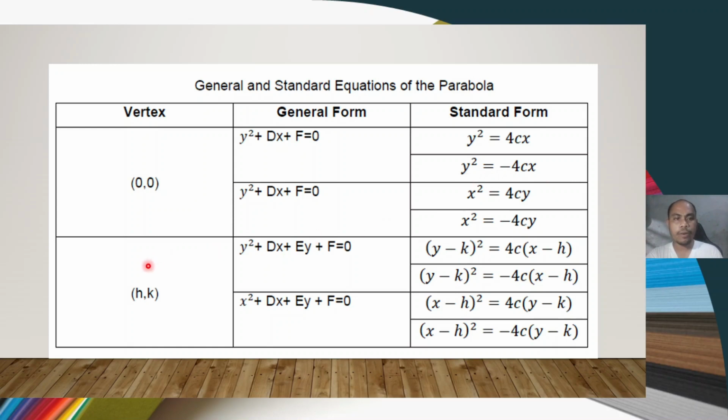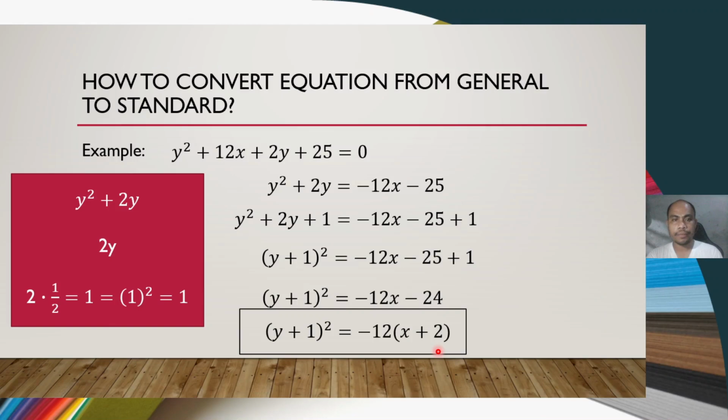How about if the vertex of our parabola moves? We name that one h, k, and this will be the general form of the parabola equation. If it is in standard form, it is this one, when our vertex no longer passes through the origin. Okay, moving on, let's remember those equations so we can use them in solving problems in parabola.